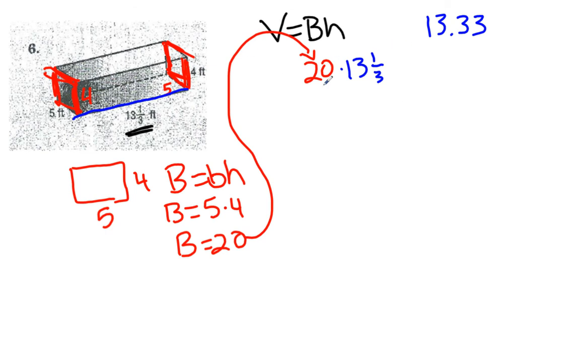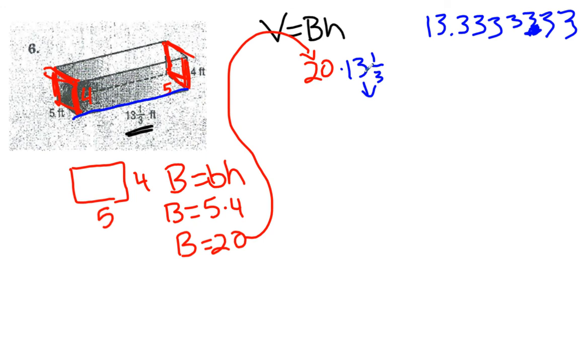But to get the most exact answer, we can't change this to a decimal because this doesn't end. This is 0.3333 forever. I don't know what happened to this 3. Okay, so I'm gonna leave this as a fraction, but to multiply it, I can't multiply mixed numbers by whole numbers. We can, but it's awful. So I'm gonna change 13 1/3 into an improper fraction.